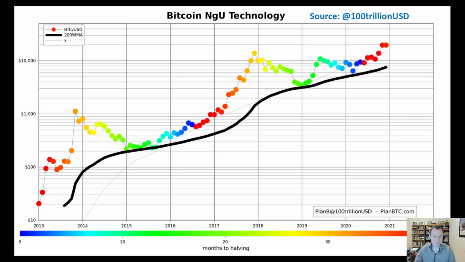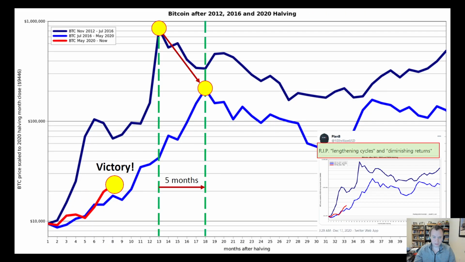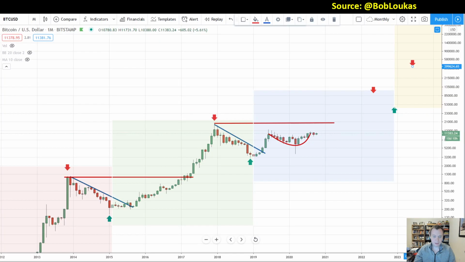I don't think we can for sure say that this cycle is correct yet, or this theory is correct yet, but we will keep an eye on it. The next one I want to talk about is Bob Lucas. And if you guys like analysis on not only Bitcoin, but also precious metals as well as stocks, this guy has a lot of good stuff.